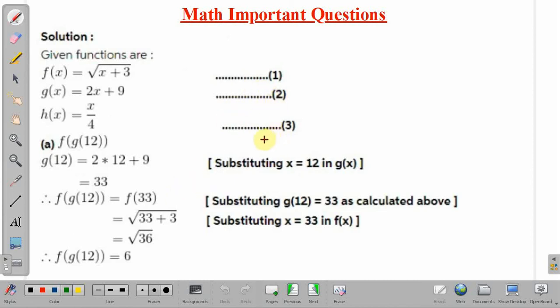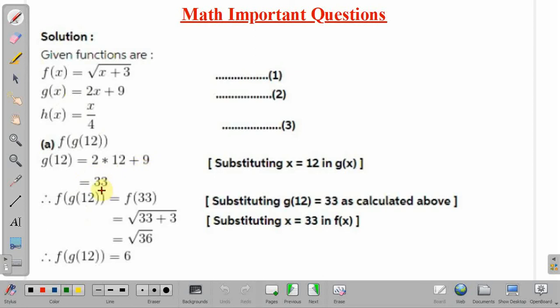Okay. In part A, we have to evaluate f of g of 12. So in order to find this, first we need to find g of 12. So how can we find g of 12? We will substitute x equal to 12 in given equation 2, because g of 12 we have to find. So in g(x) we substitute x equal to 12, and we will get g(12) as twice of 12 plus 9, which will be equal to 33.